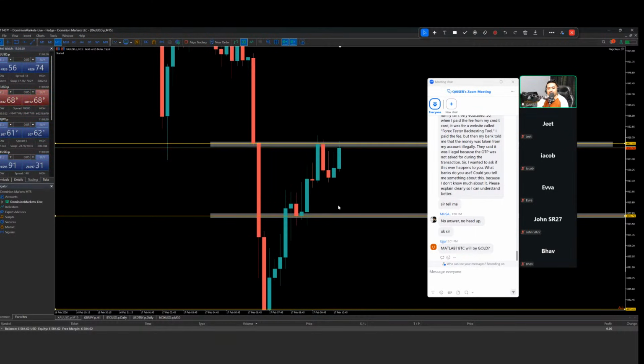Till then, be safe, be careful. Don't try to take forced trades. I always advise this to you guys. It's a no trade zone. Stay away from it. Break below this low, makes sense. Break above this high, makes sense.